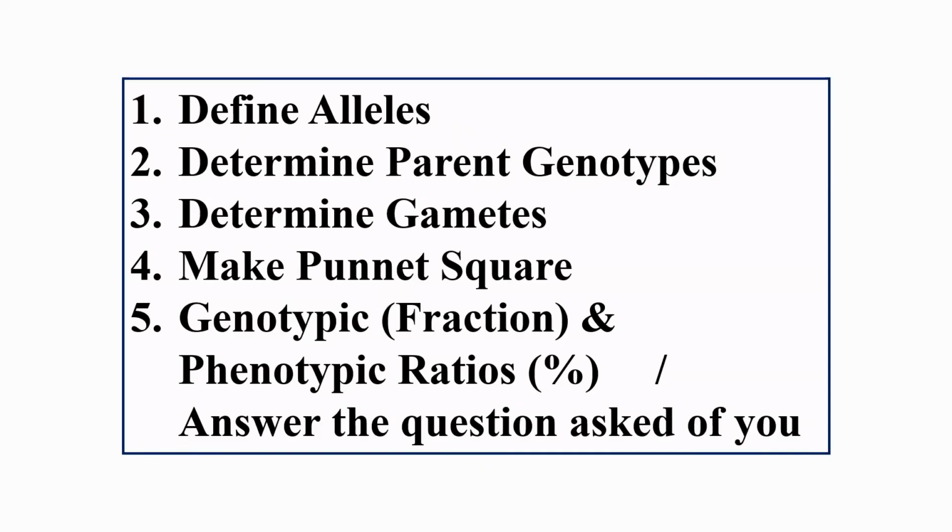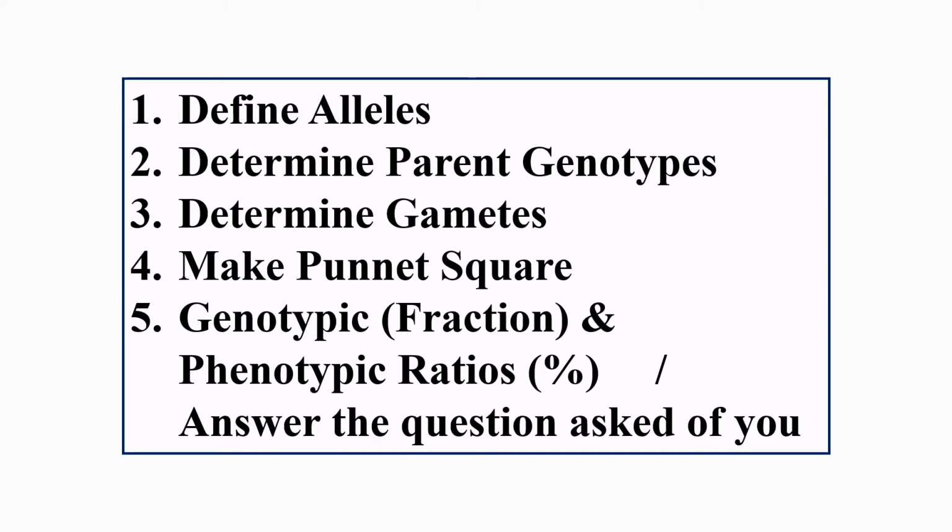But before we begin, I'd like to pull up this whole thingamabobber here that says number one, we're going to define our alleles. Number two, we're going to determine the parent genotypes. Number three, gametes, four, Punnett square, and five, the answer to the question and the ratios. This is something that we're going to start every single problem with, so I'm going to keep bringing it up to get you familiar with it.